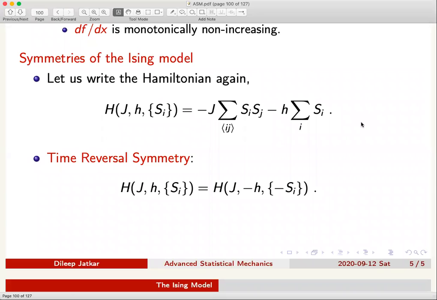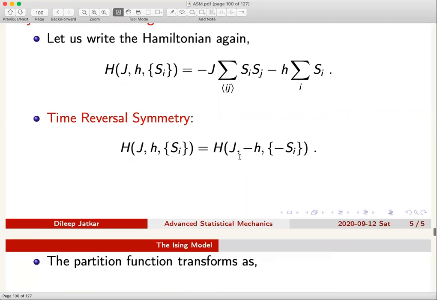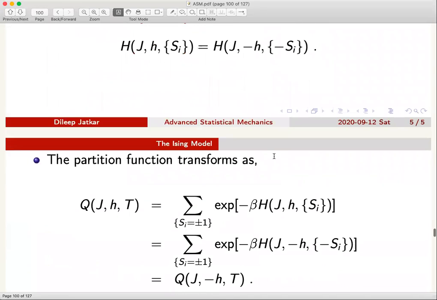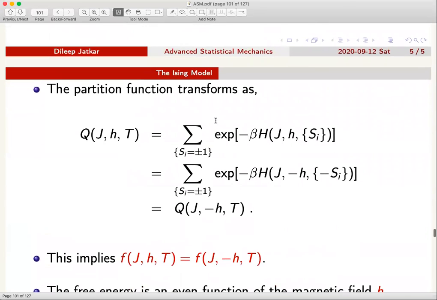So in the last class, we were looking at symmetries of the Ising model, and we had listed two symmetries. One of them was time reversal symmetry, which corresponds to flipping the sign of the magnetic field. The Hamiltonian of the Ising model is invariant under h going to minus h, but also spins flipping sign, so S_i going to minus S_i. That is one symmetry we looked at, and we showed that it reflects onto the symmetry of the partition function under the switch of sign of the magnetic field.